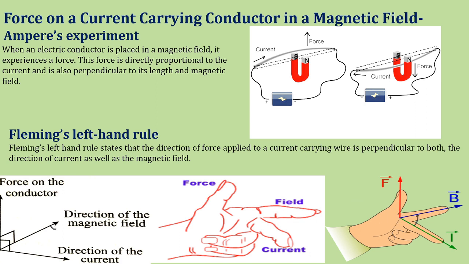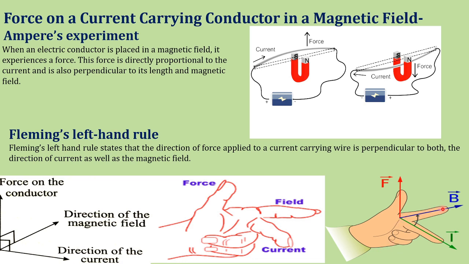Now you could check these figures that explain Fleming's left hand rule. If the magnetic field is along this side, and current is flowing along this side, then the force will be along the thumb of the left hand.